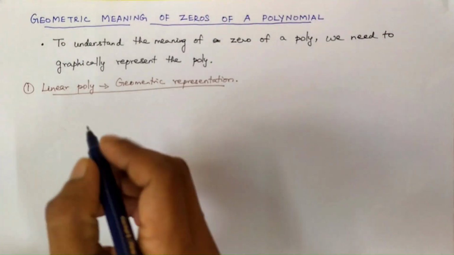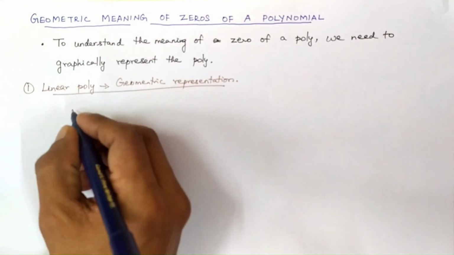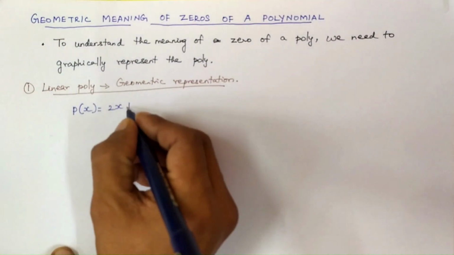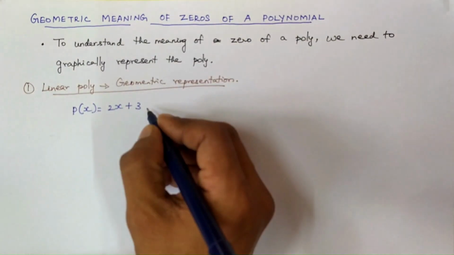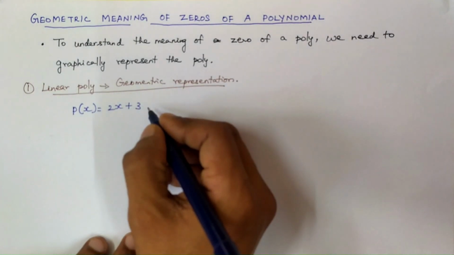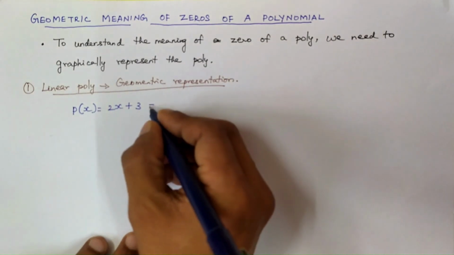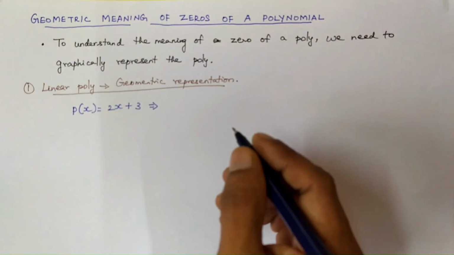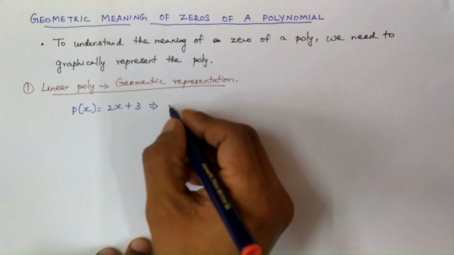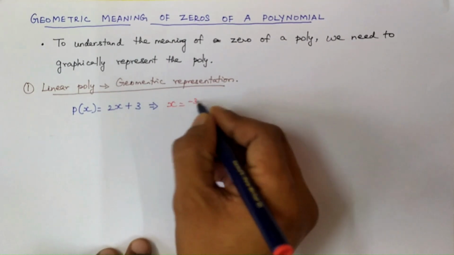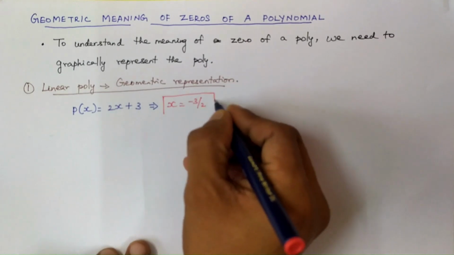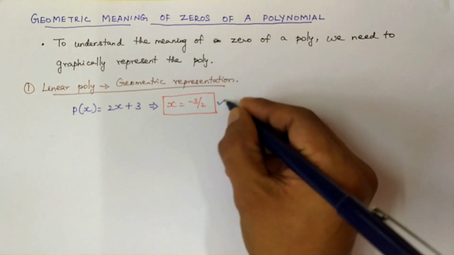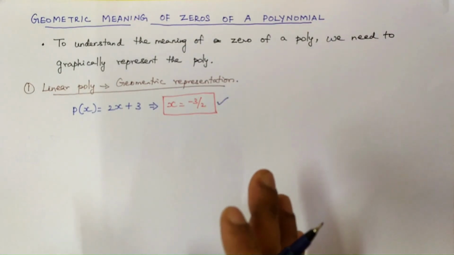So for example, let us consider the same polynomial which we have discussed earlier. Consider p of x is equal to 2x plus 3. So here what is the zero of the polynomial? Zero of the polynomial is x is equal to minus 3 by 2. So easily we can find the zero of the polynomial. This is very simple, but let us try to understand it graphically. We know this, but we are going to understand it by using the graph.